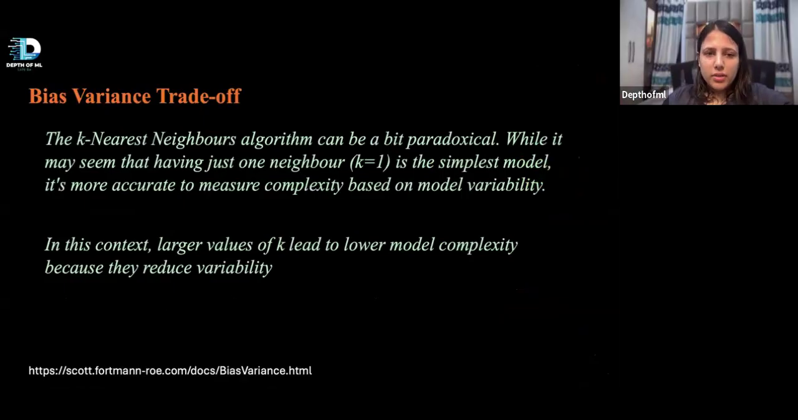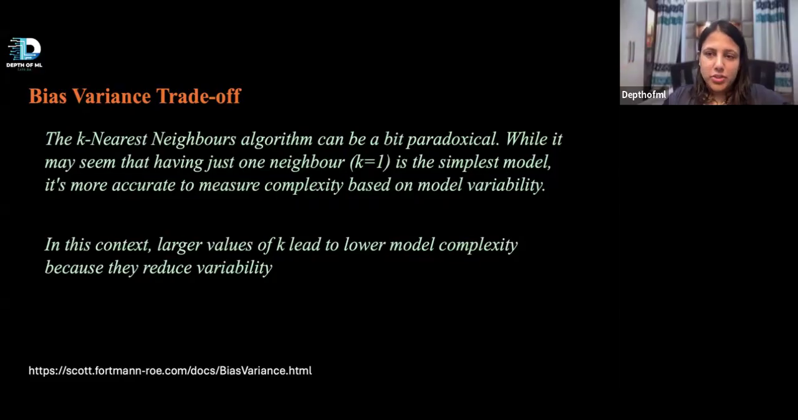In K-nearest neighbor, the bias variance trade-off is kind of paradoxical because it might seem that having just one neighbor is the simplest model. It's usually more accurate to measure the complexity based on the model variability. How much is the model varying your prediction values, right? So in this context, if you have large values of K, you will have lower model complexity because your variability in the prediction values has now decreased. It's not overfitting anymore, right?